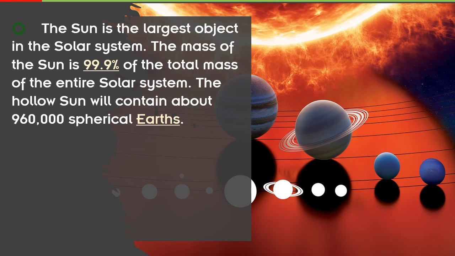The Sun is the largest object in the solar system. The mass of the Sun is 99.9% of the total mass of the entire solar system. The hollow Sun will contain about 960,000 spherical Earths.